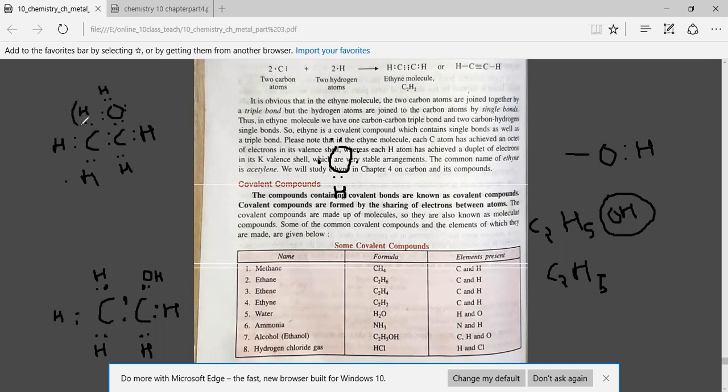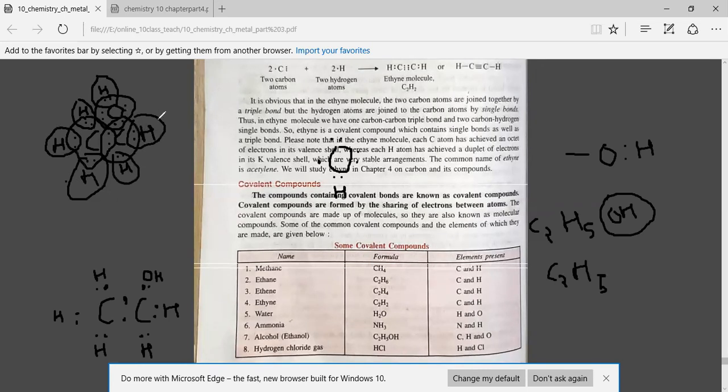Okay, so it has completed the octet. This one has also completed the octet. This has completed the duplet, and this hydrogen has completed the duplet. This has completed the duplet. This has completed the duplet. This oxygen has completed the octet: one, two, three, four, five, six, seven, eight. And this hydrogen has completed the duplet, and this carbon has completed the octet, and this carbon has also completed the octet.